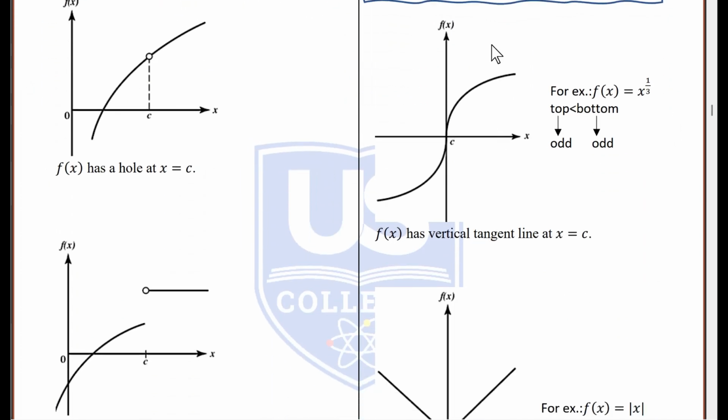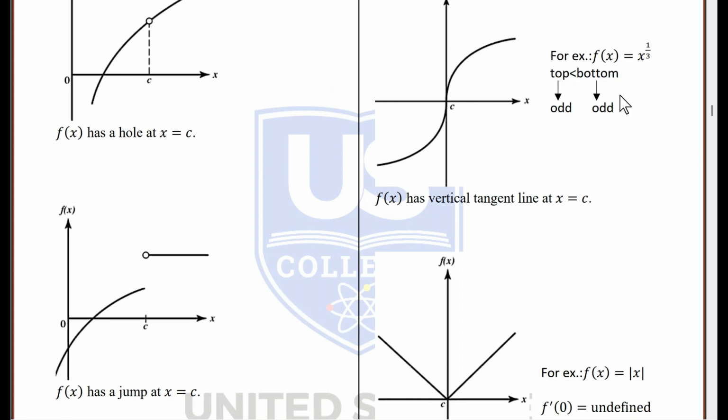The first one, having a vertical tangent. Having a vertical tangent means we have a function such as x to the power of 1/3, where top is less than bottom, and top and bottom are both odd. So x to the power of 1/3, x to the power of 3/5, x to the power of 5/7, and so on. These kinds of functions have a vertical tangent line at a point, so they are not differentiable. It's continuous, but not differentiable. We can also take the derivative of this and see the derivative will be undefined at this point.